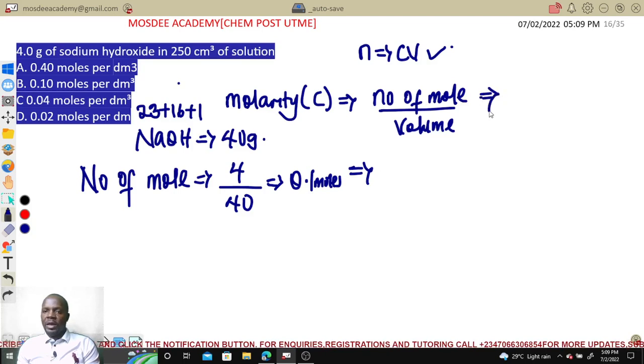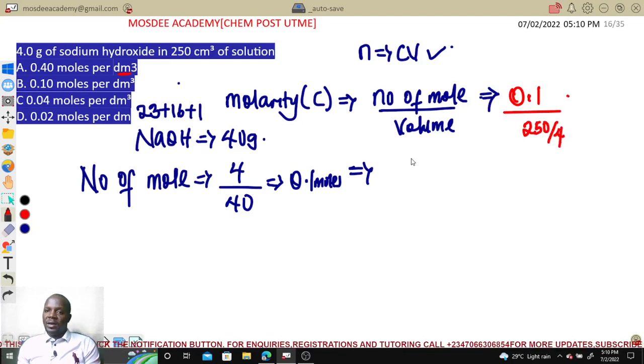I am continuing here. 0.1 divided by the volume of the substance, which is 250 centimeter cube. We say the amount is dissolved in 1,000, so you have to convert this to decimeter cube by dividing by 1,000. So if I say 250 over 1,000, it's not a problem.